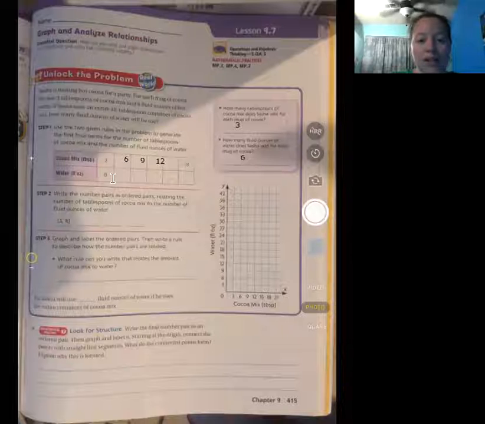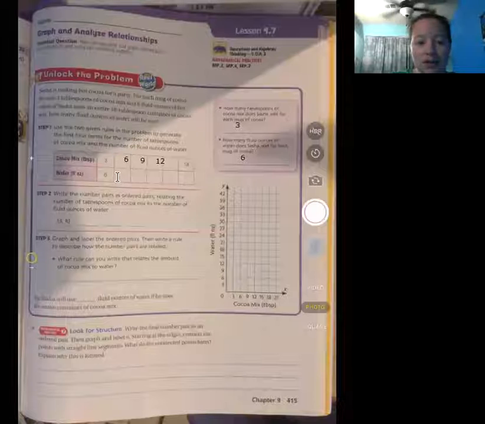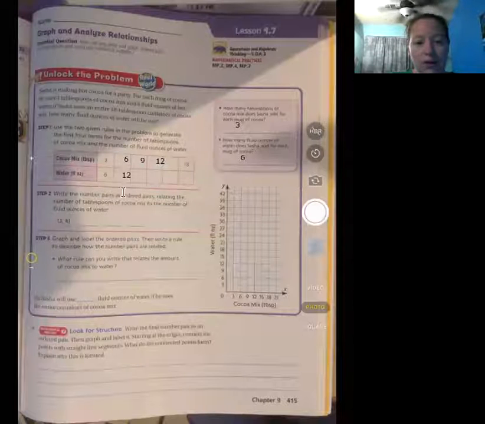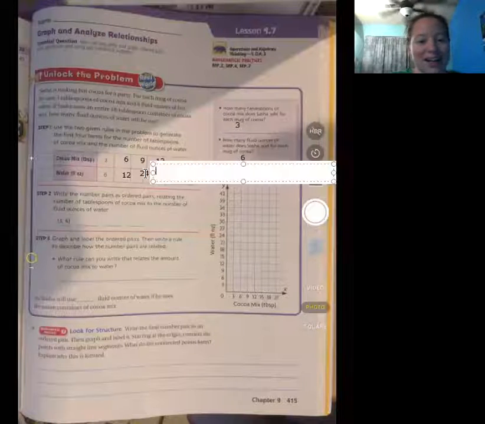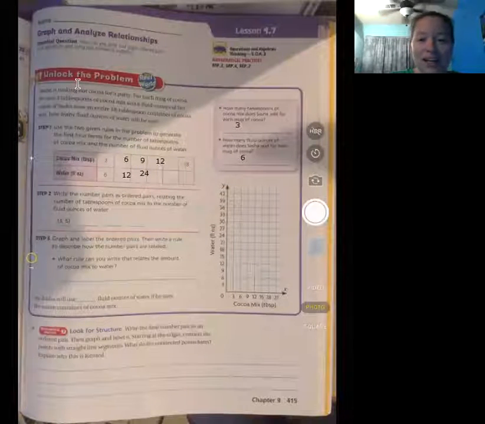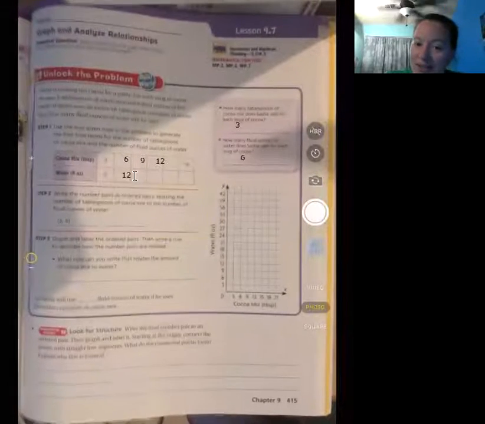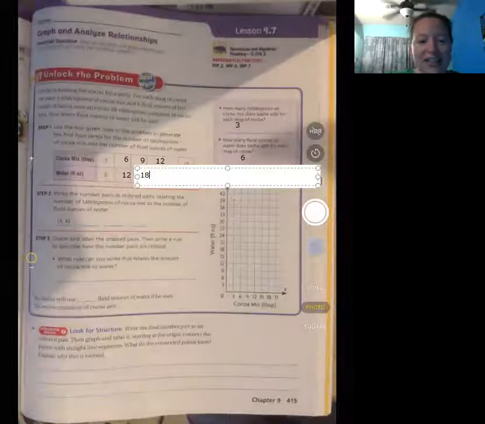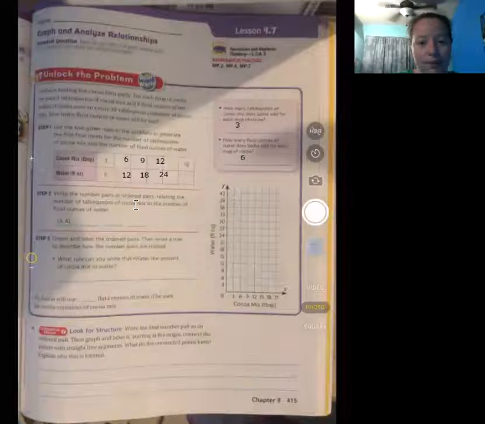Okay. Then we come down here. 1 times 6 is 6. 2 times 6, because now we have 2 cups, is 12. 3 times 6, because now we have 3 cups, is 24. 4 times 6, 3 times 6 is not 24. I'm off. 3 times 6 is 18, and then 4 times 6 is 24. There we go.